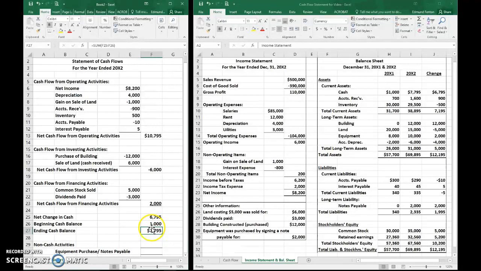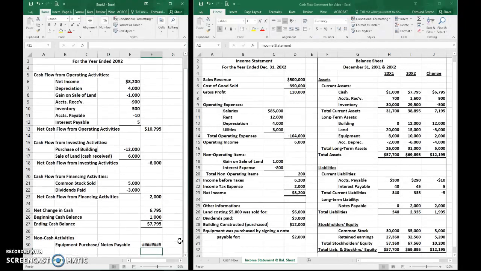Now, we are through with the cash portion of this statement, but you do look for other major non-cash transactions. The one we have here is that we did purchase some equipment by signing a note payable. In other words, we did not pay any money down, so no cash was involved, $2,000. It does not go in the upper part of the cash flow statement because it does not involve cash.